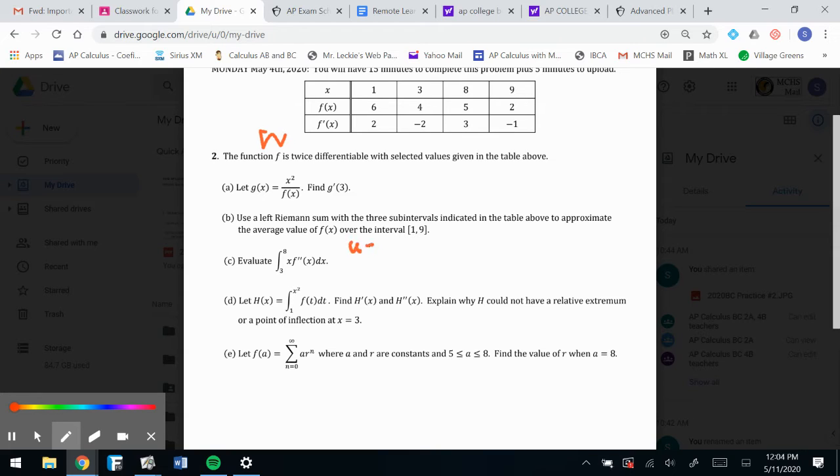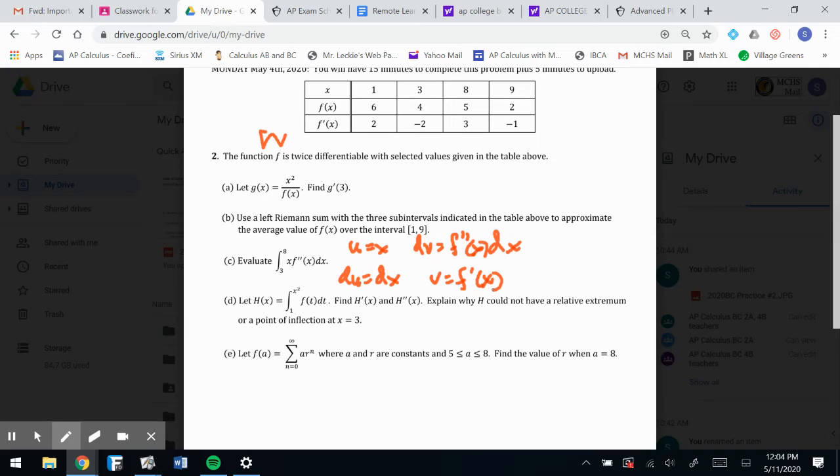All right, but we're going to let u equal x. That would mean du equals dx. That means dv would be equal to f double prime of x dx, and if I take the antiderivative of that, that's just f prime of x. And then remember, we go backwards with the formula. That is the original problem, which would be equal to these two terms. Remember, it's like you took the antiderivative already, so you're going to have to evaluate that from 3 to 8, minus the integral from 3 to 8 of these two terms, which would just be f prime of x dx.